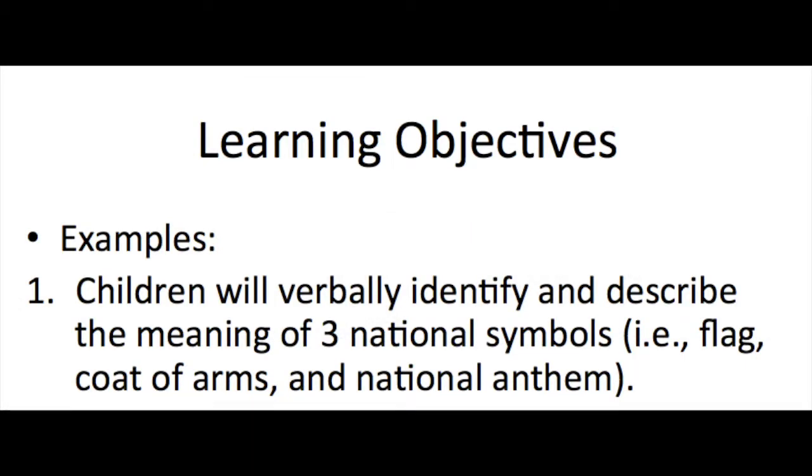Okay, so let's look at some examples of well-written learning objectives. This is the first example. Children will verbally identify and describe the meaning of three national symbols. And that could be the learning objective. To make it even more specific and clearer, we have the flag, coat of arms, and national anthem. So we're saying specifically what these three national symbols that we expect children to be able to verbally identify are.